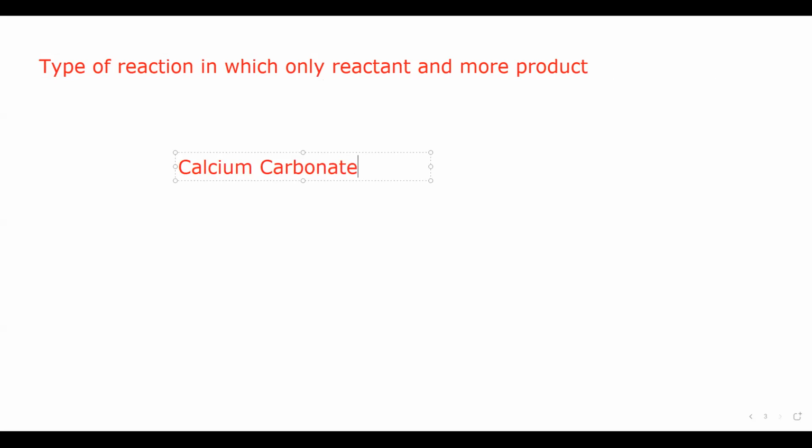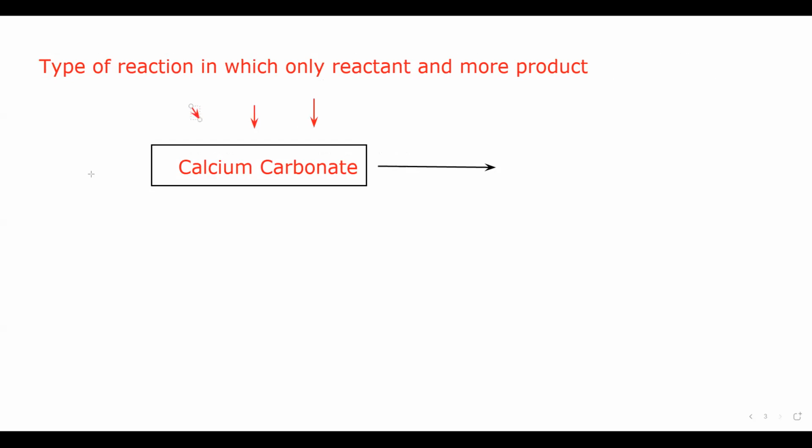When we supply heat energy to limestone, which is solid, what do we observe? We observe it changes into calcium oxide plus carbon dioxide.